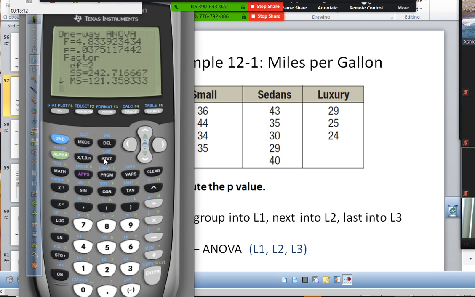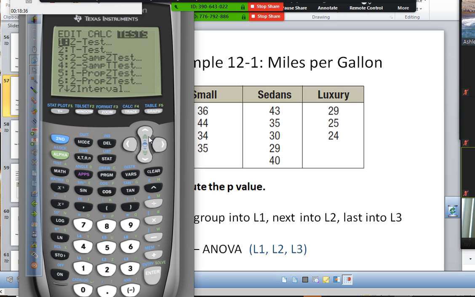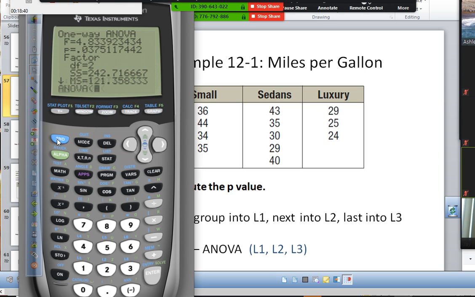Okay, so again, I'll show you guys one more time. Stat, edit, put each one into its list, and then stat, test, up to ANOVA because it's the very bottom, and then second L1, comma, second L2, comma above the 7, comma, second L3. Enter, and there you go, you got it. Boom, right there.